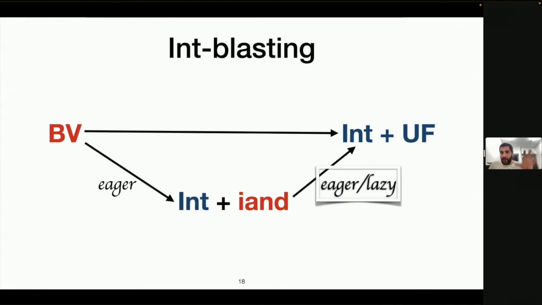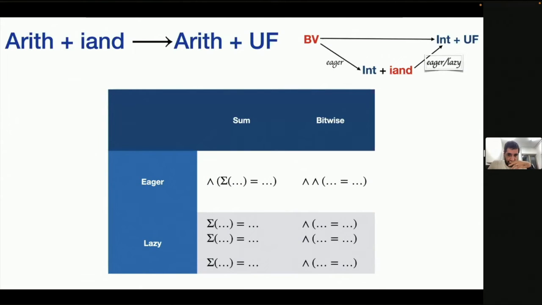Okay, so up to now we get a bit vector formula and translate it to an extended theory of integers. And our second step is to eliminate the extension, to eliminate all these INT operators and go back to integers and uninterpreted functions. We have two approaches to do this. One is an eager elimination and the other is lazy.